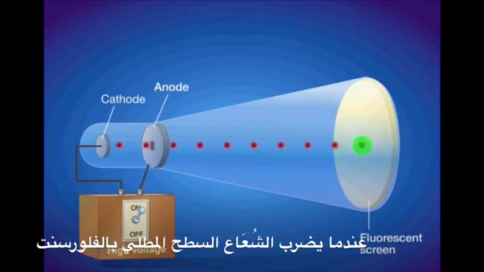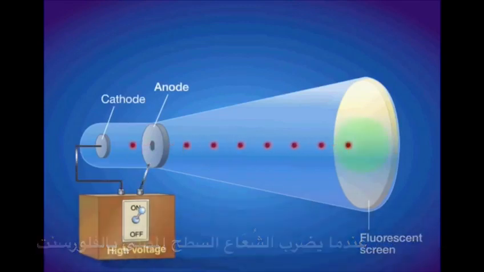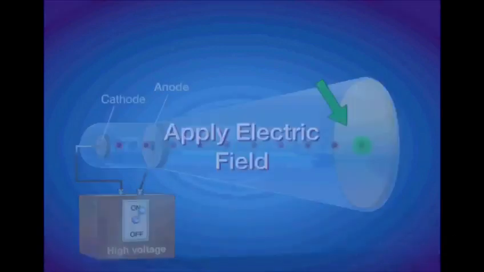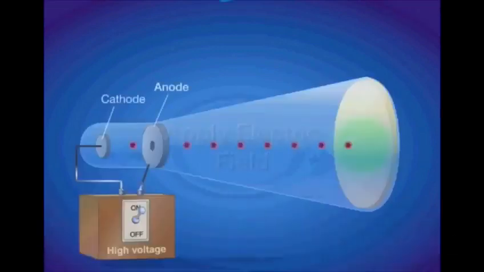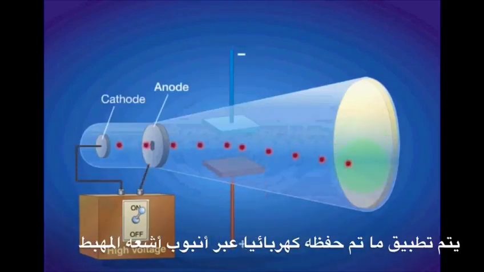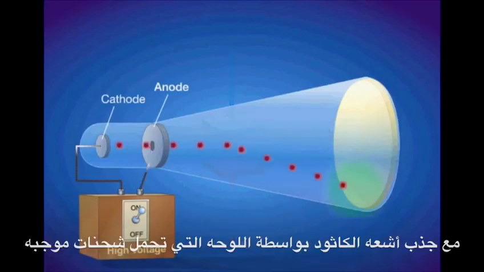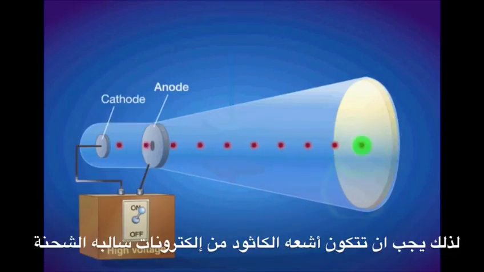When the ray strikes the specially coated surface, the cathode ray produces a strong fluorescence or bright light. When an electric field is applied across the cathode ray tube, the cathode ray is attracted by the plate bearing positive charges. Therefore, a cathode ray must consist of negatively charged particles. We know these negatively charged particles as electrons.